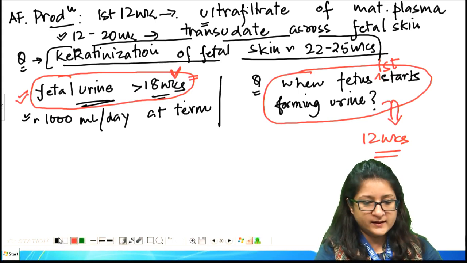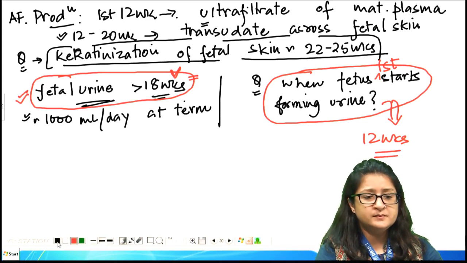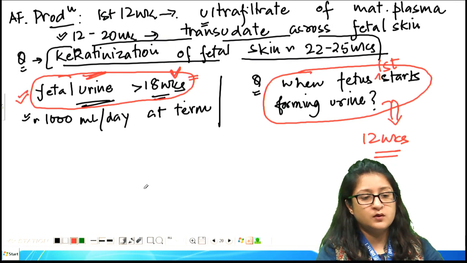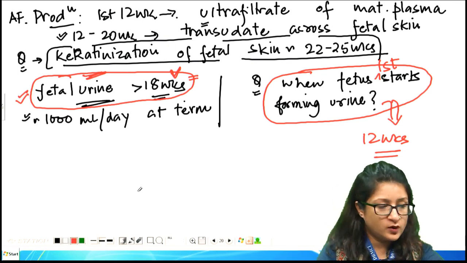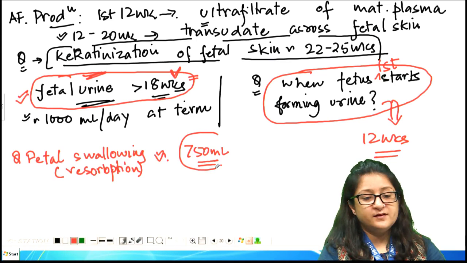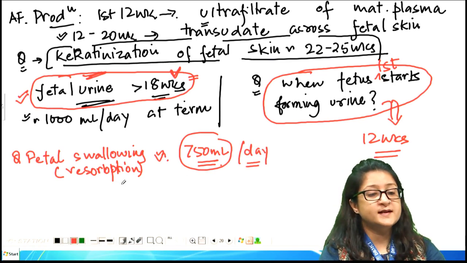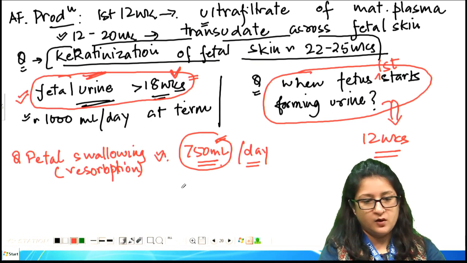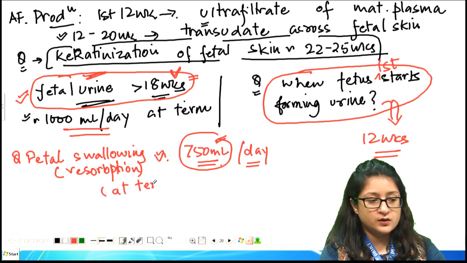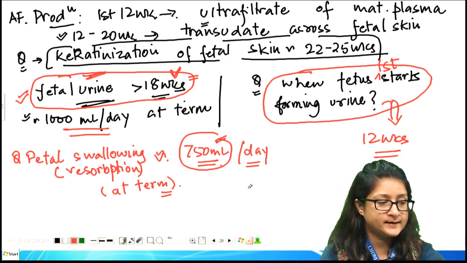Then the second thing that is important to remember is that fetal urine contributes to the amniotic fluid, and fetal swallowing also leads to resorption of amniotic fluid. The fetus swallows about 750 ml of amniotic fluid per day. So fetal urine contributes 1000 ml per day at term, and the fetus swallows around 750 ml of amniotic fluid per day at term.